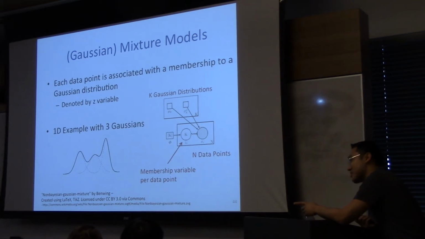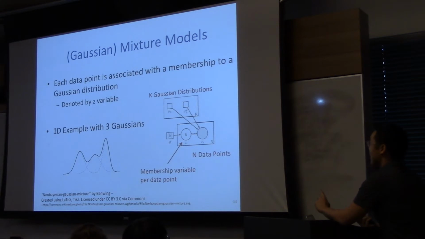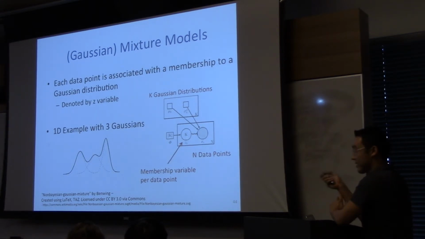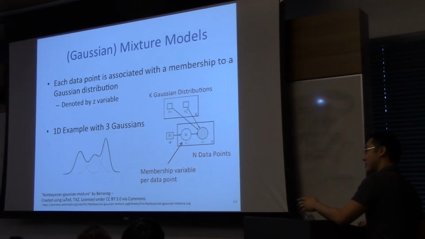Wait, maybe I misunderstood your question. Right, so you need to pick the Gaussian from which you're going to sample. Yeah. So you have a probability distribution that says what is the prior probability that any data I sample is going to come from one of these three Gaussians. So it's a three-dimensional discrete variable.